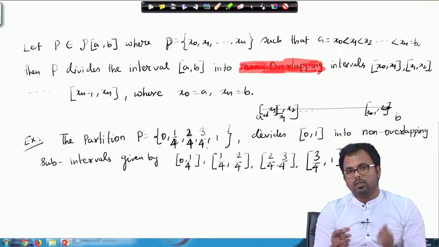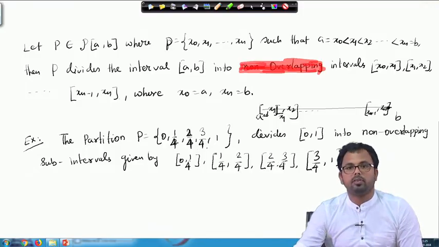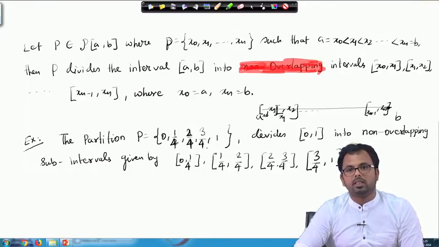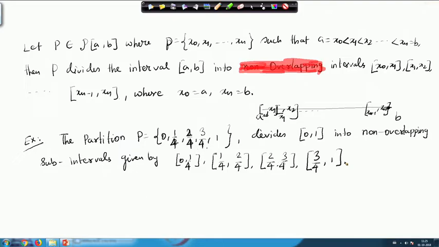Now that we have cleared out the concept of partition, we will basically look into the Riemann integrability, because Riemann integrability involves these concepts of partition and subintervals. But before we do the Riemann integrability, we will look into what is upper sum and lower sum. Sometimes they are also called Riemann upper sum or Riemann lower sum. So to do that, we will start with a new page actually.